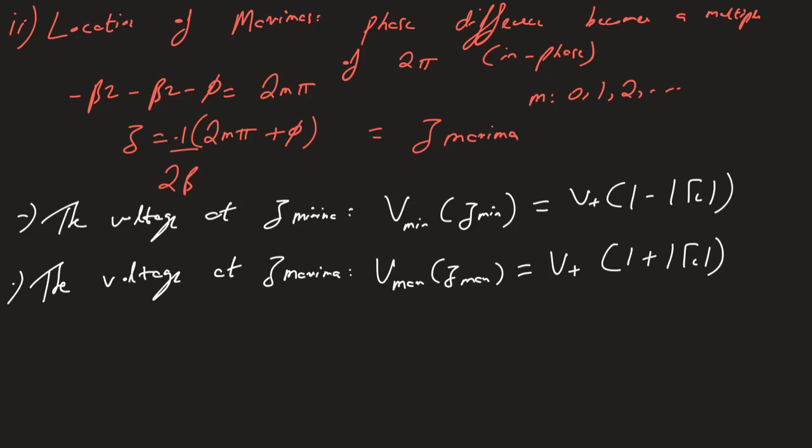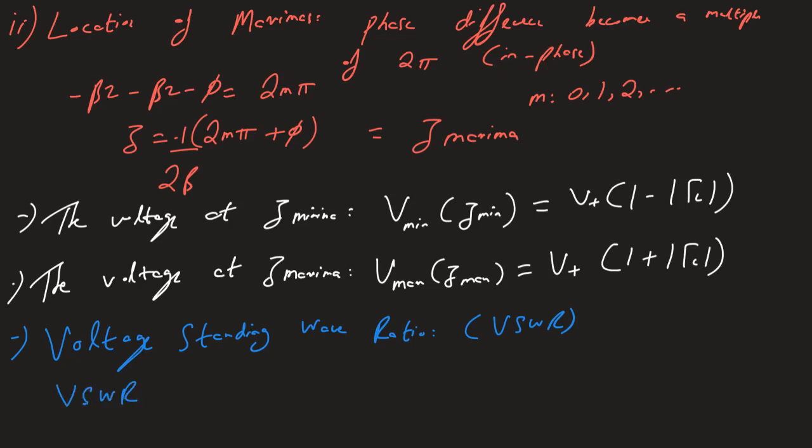Now coming back to where we started off, which was the voltage standing wave ratio, which we call VSWR. So VSWR, it's typically in a lot of textbooks given the symbol S.